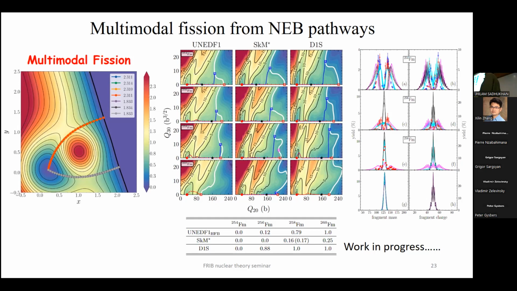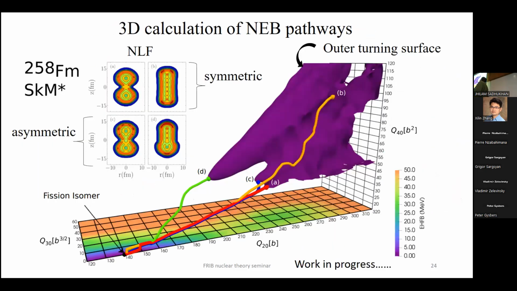This is work that is still in progress. And this is a similar calculation in 3D. Here we have not only Q20 and Q30, we also have a moment which decides the neck thickness. We know Q20 is elongation and Q30 is mass asymmetry.